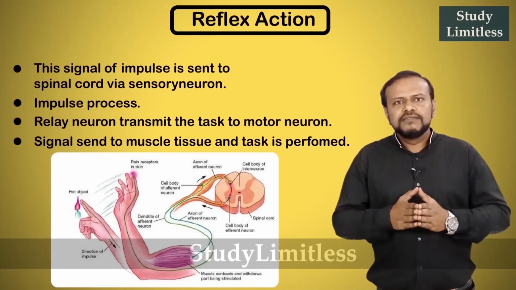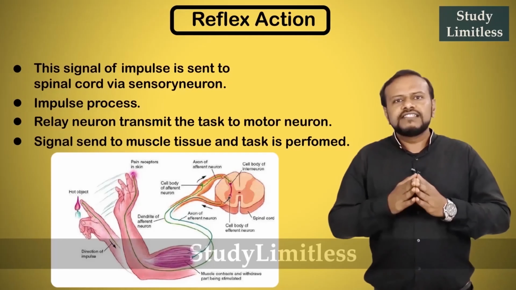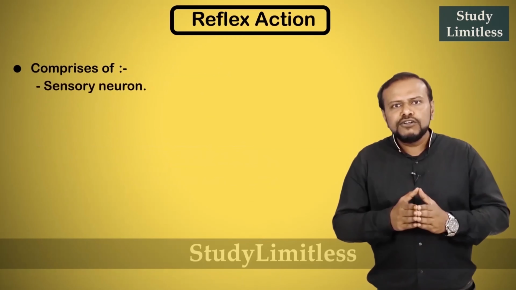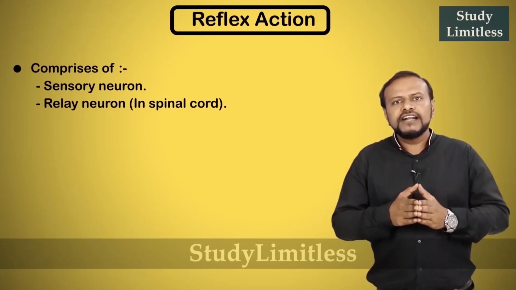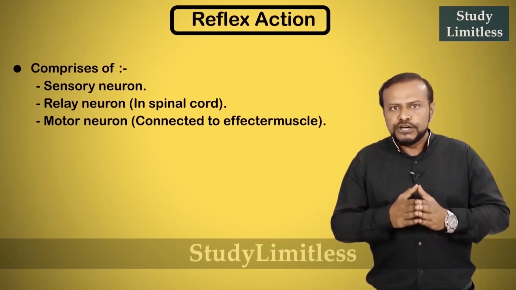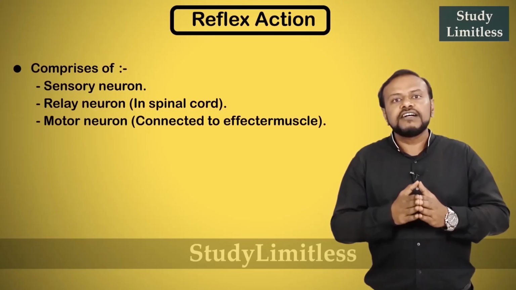This entire system is called the reflex arc, which comprises the sensory neuron, the relay neuron located in the spinal cord, and the motor neuron, which is connected to the effector muscles.